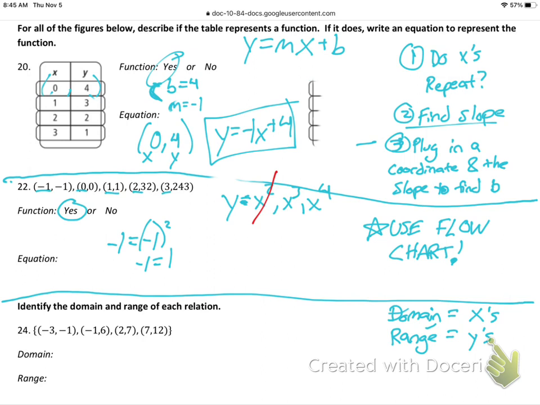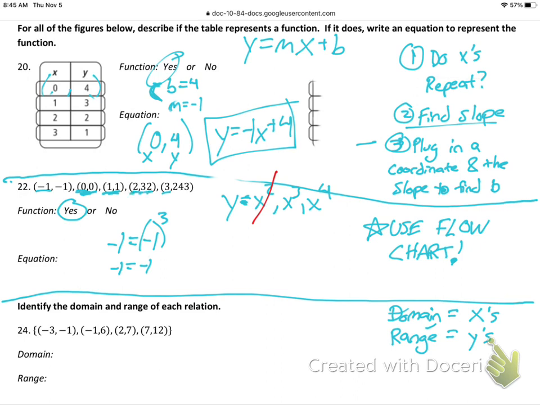If I change this to x cubed, is -1 equal to -1 times -1 times -1? Yes, -1 is equal to -1. That's true. But let's just make sure we're right. We know if we multiply the zeros, it'll be the same. We know if we multiply the ones, it'll be the same. So let's just make sure in this one.